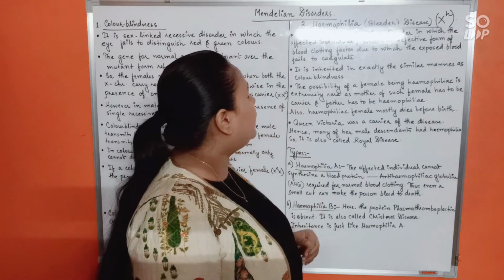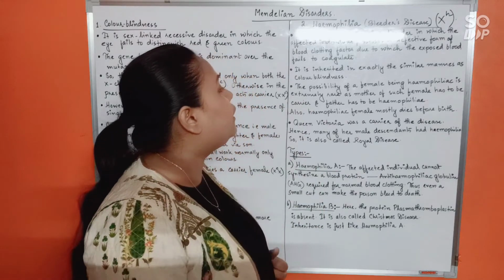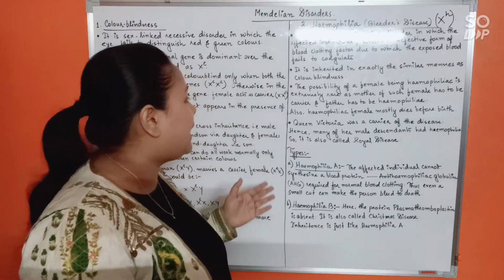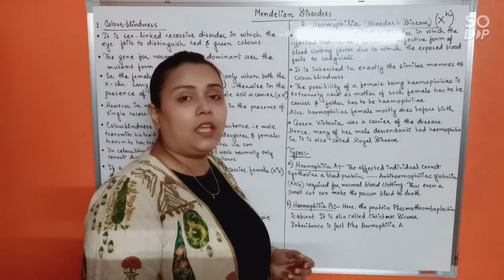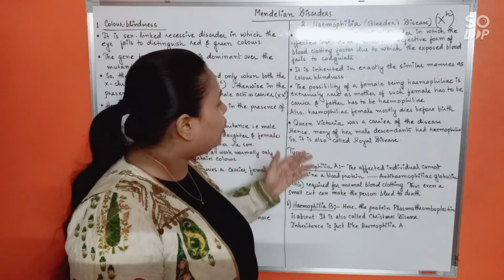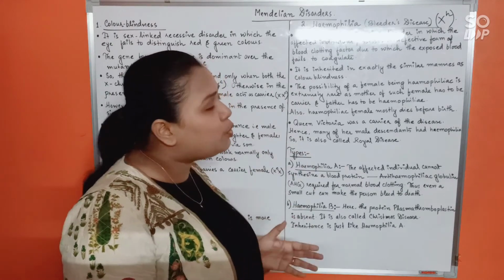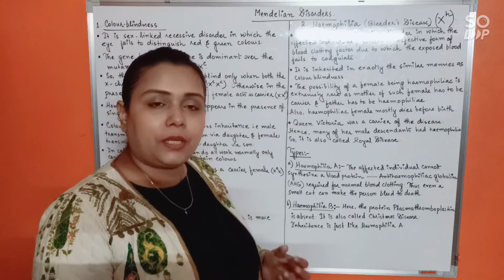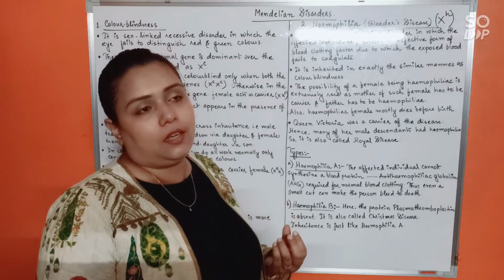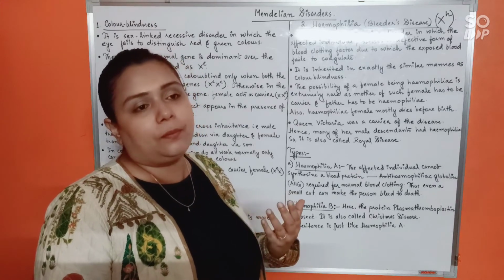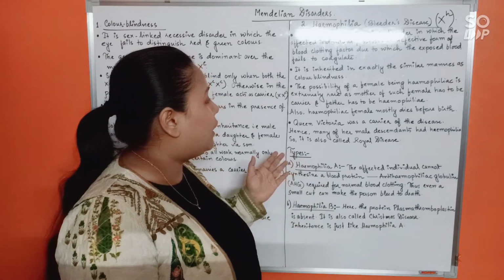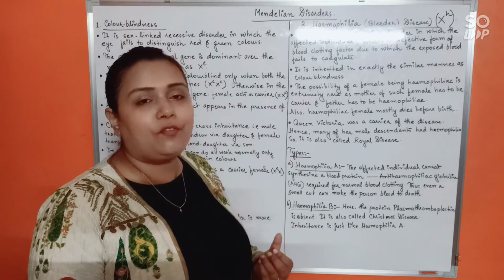So see here, the possibility of a female being hemophiliac is extremely rare, as the mother of such a female has to be a carrier and the father has to be a hemophiliac. Also, hemophiliac females mostly would die before birth. It would result in a stillbirth, meaning a dead child would be born. So in that case, most of the time a hemophiliac female does not survive the delivery.